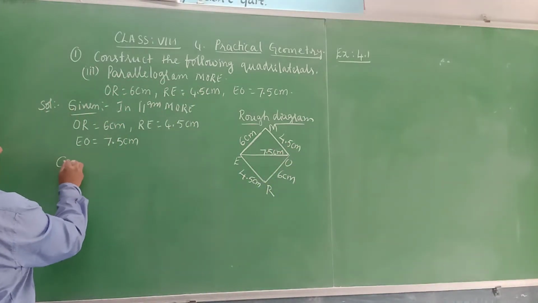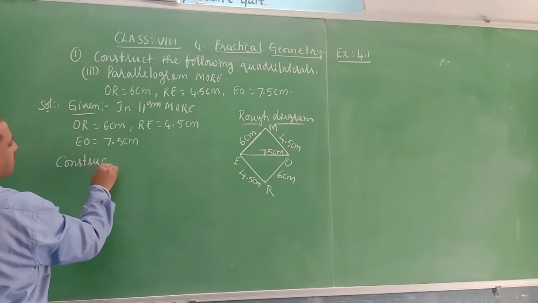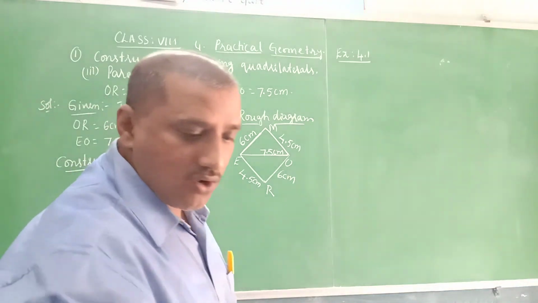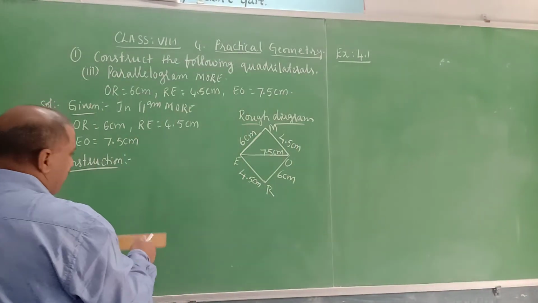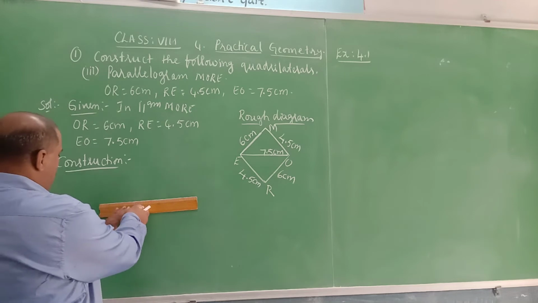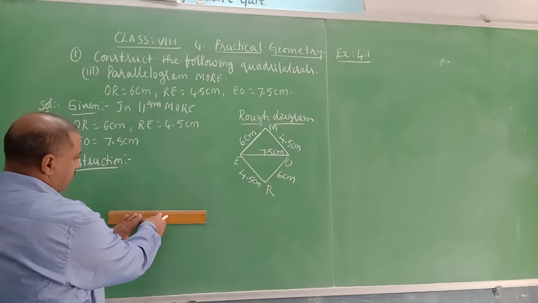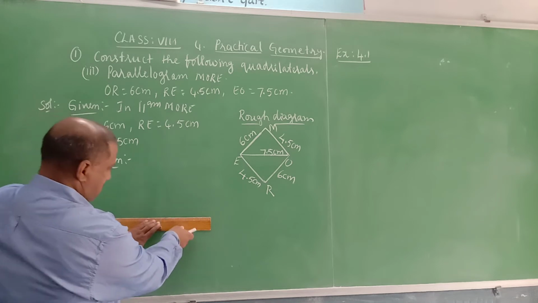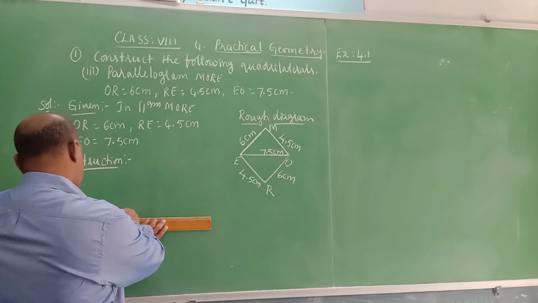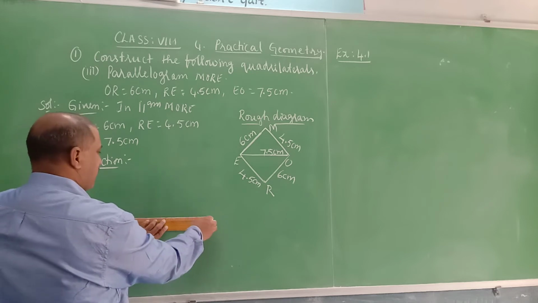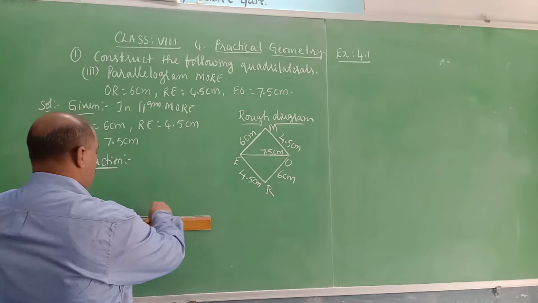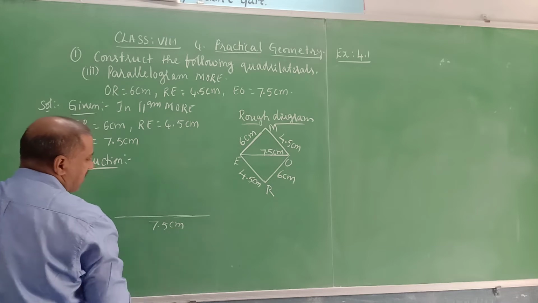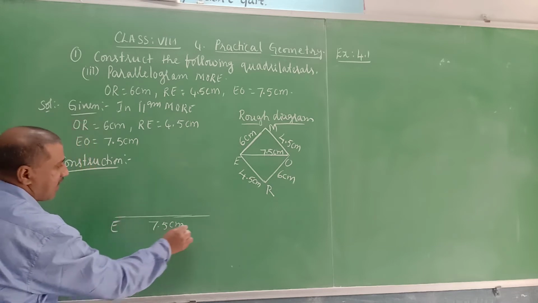Yes, now the construction figure. So how do we construct this parallelogram? As usual, the first step is to draw the line segment EO equal to 7.5 centimeters. Yes, like this. My scale is there, it is 7.5 centimeters. So EO is 7.5 centimeters. Locate this as E and this as O.